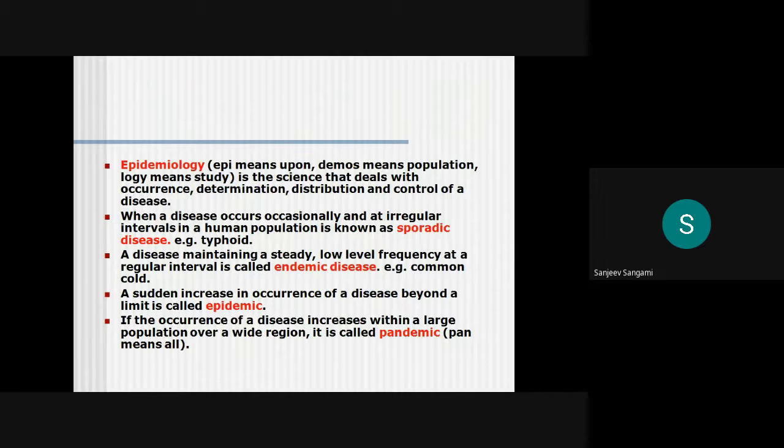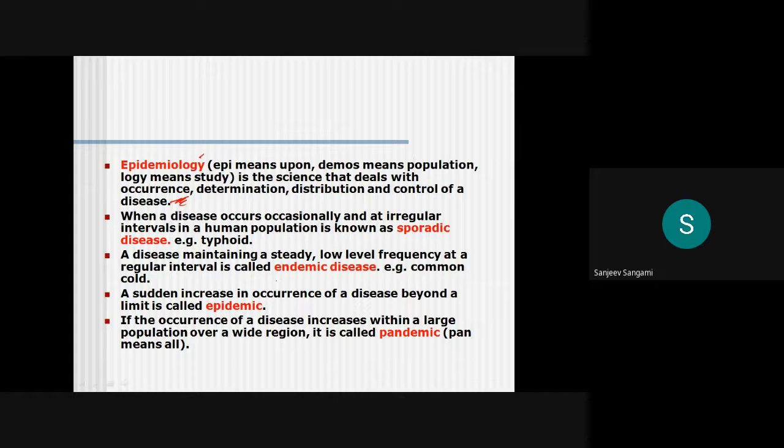Then epidemiology. Epi means upon, demos means the population, logy means study. It is the science that deals with the occurrence, determination, distribution and control of the disease. Remember, the complete study is how the occurrence happens, how it is determined, how it is distributed or transmitted, and how the disease can be controlled. The total complete study, starting from the occurrence till control, we can call epidemiology.